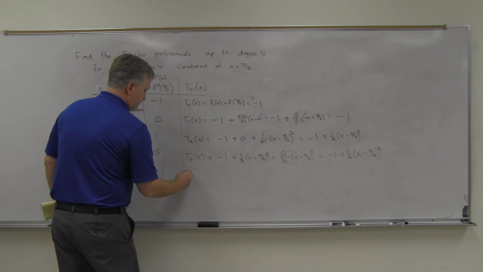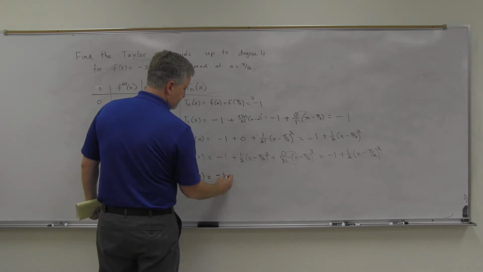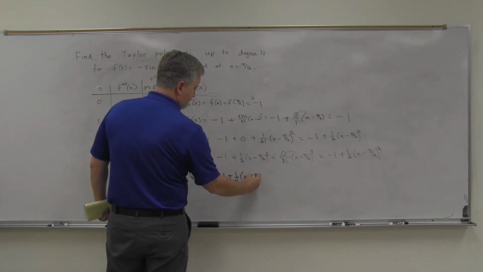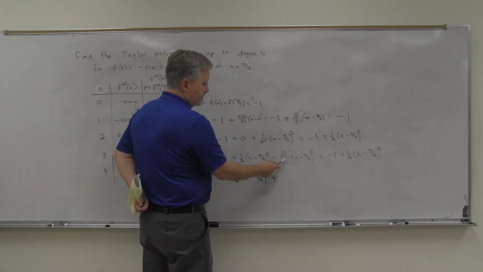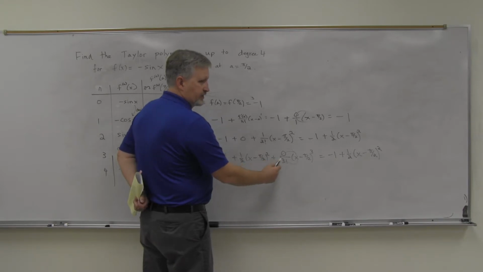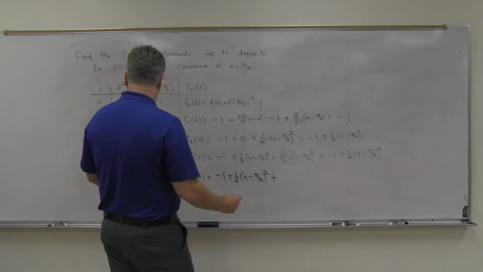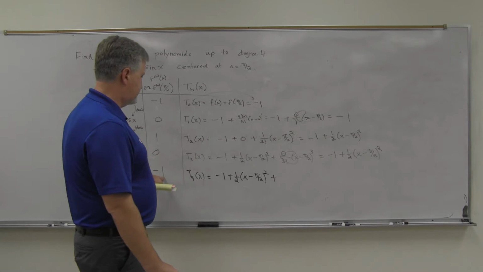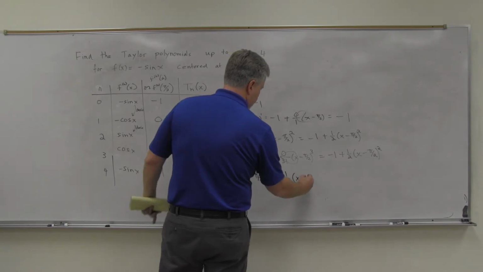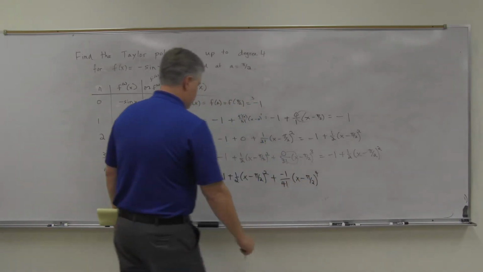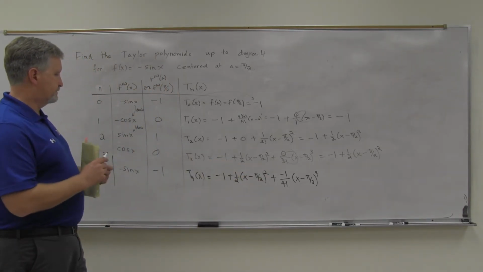And so last but not least, T4 of x. T4 of x would take T3 of x and add the next term. We went up to n equals 3 here, so I go to n equals 4 here. For n equals 4, we'd have the fourth derivative evaluated at pi over 2, which, that's why this chart here, is negative 1 divided by 4 factorial times x minus pi over 2 to the fourth. And unless we simplify that, negative 1 over 24.